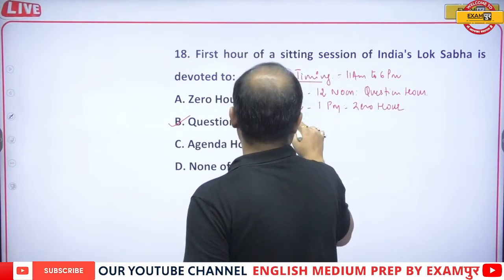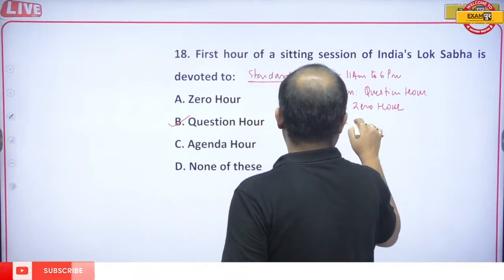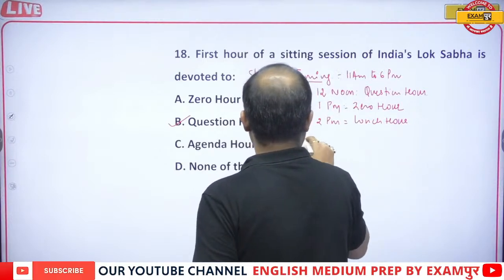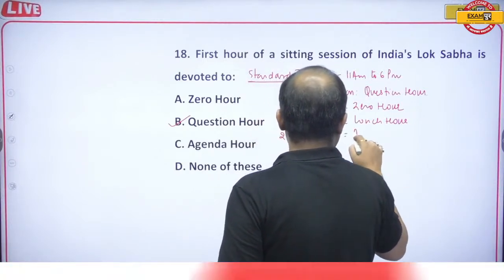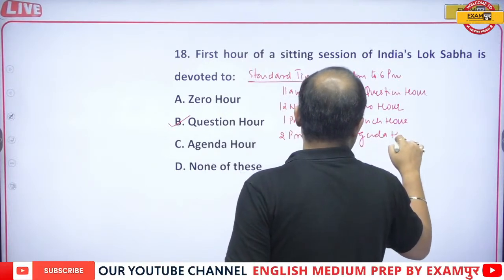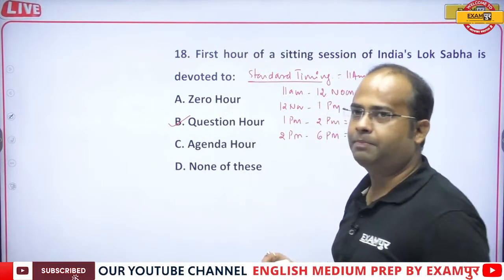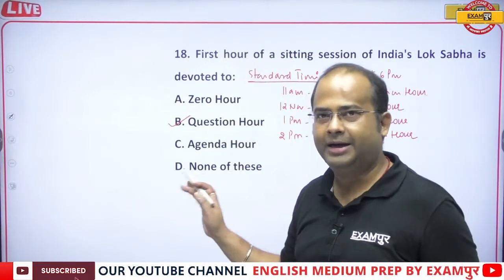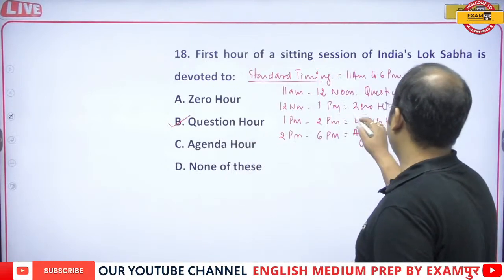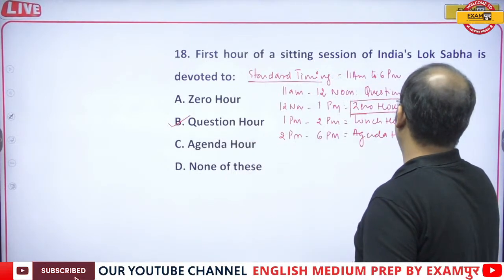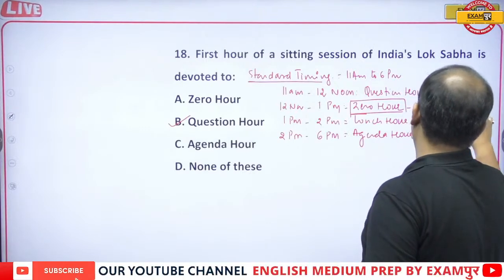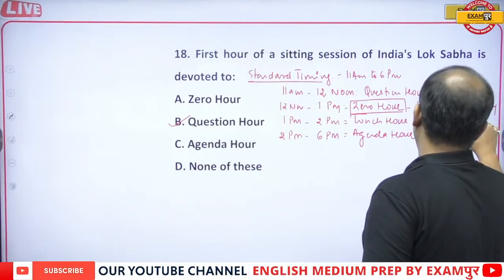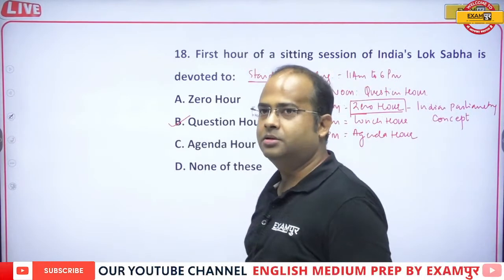Then 1 p.m. to 2 p.m., that is lunch hour. And 2 p.m. to 6 p.m., this is agenda hour. And in agenda hour, the parliament does the internal working. So internal working of the parliament is completed in the agenda hour. And 0 hour concept is an Indian parliamentary concept.